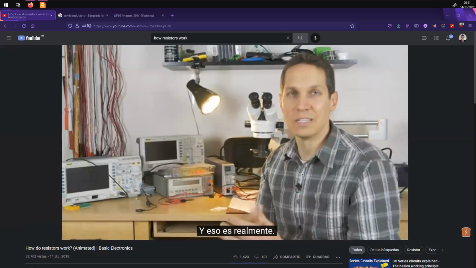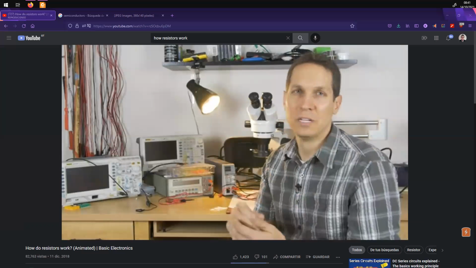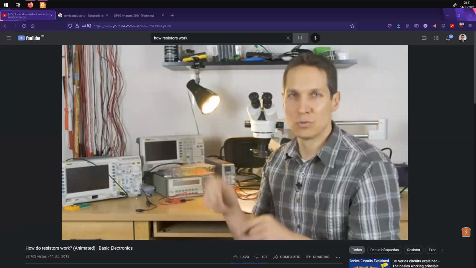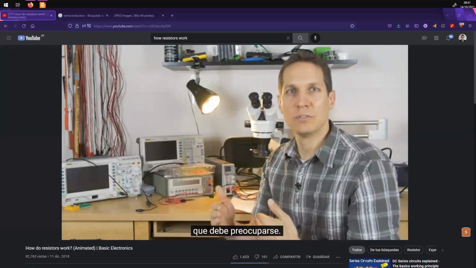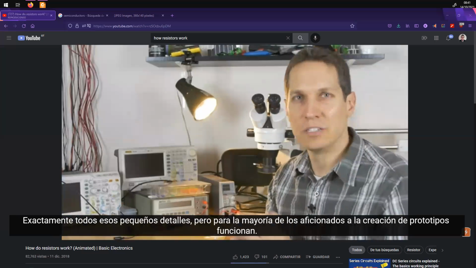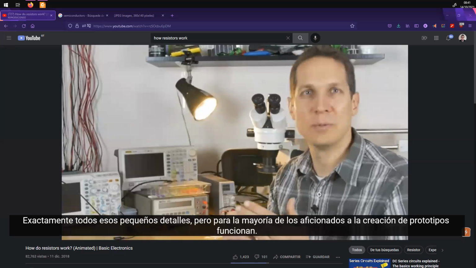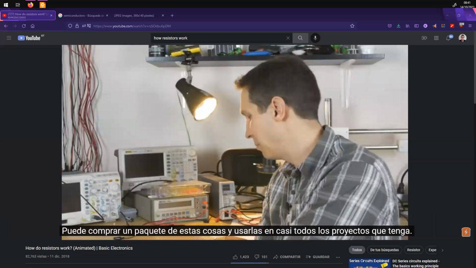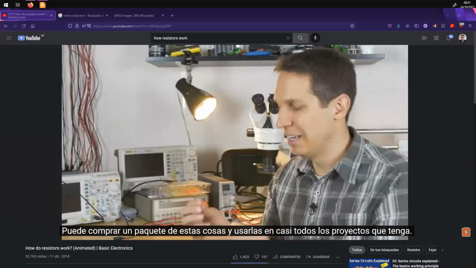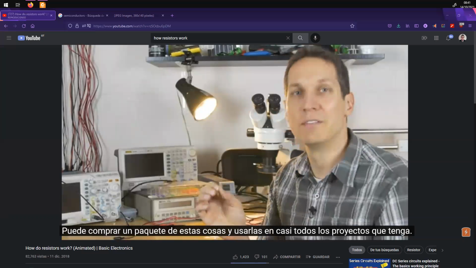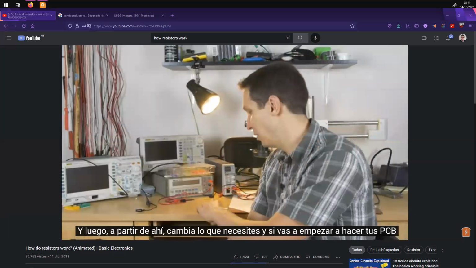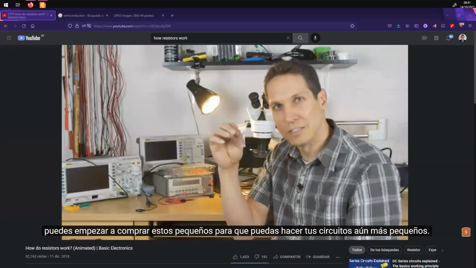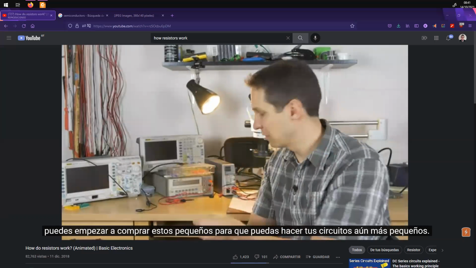And that's really it. Resistors are very straightforward but incredibly powerful, and for the most part you can just drop them in, and it's not until you start doing more production level designs that you need to worry about exactly all of those tiny little details. But for most just prototyping hobbyist work, you can just buy a package of these things and use them in almost every single project you have, and then from there change to what you need. And if you're going to start doing your PCBs, you can start buying these tiny ones so that you can make your circuits even smaller.